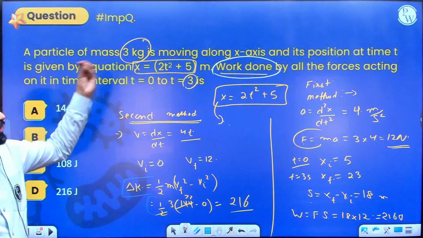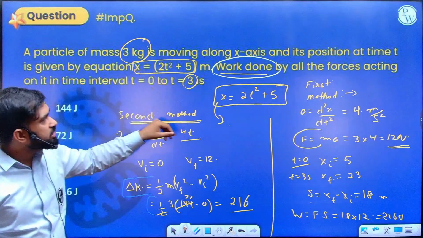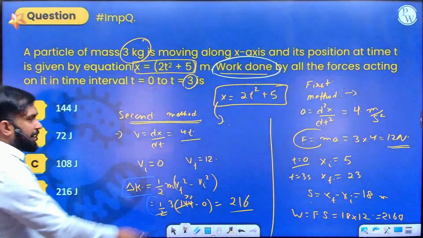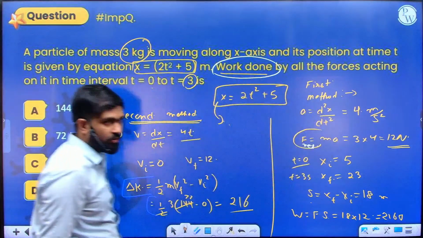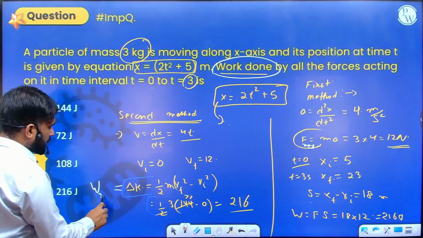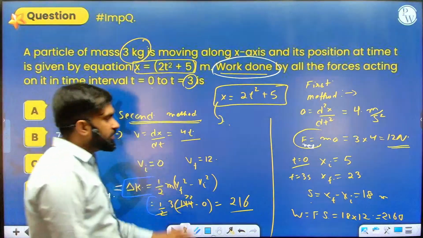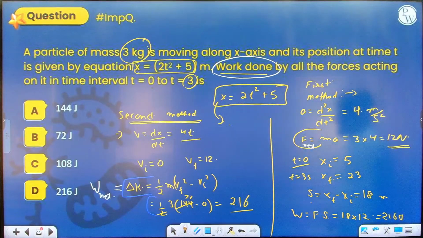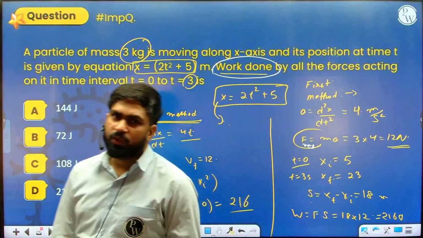Whatever forces, I don't know what forces, the net displacement was given and they are asking the work done by all the forces, whatever be it. So here I found the net force and it will give me the work done by all the forces. Here I found the delta K, which will be equal to the work done by all the forces, net work done. So anyhow, you can solve this problem either through finding the acceleration and then finding the force and then solving it, or this is also how you can do.